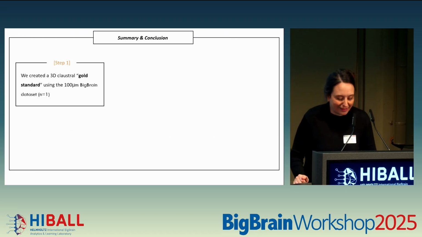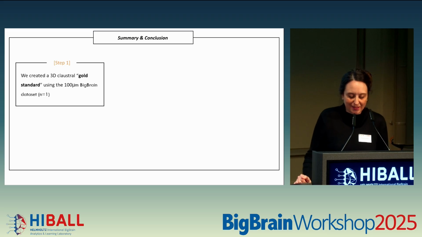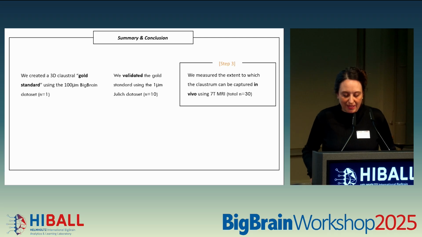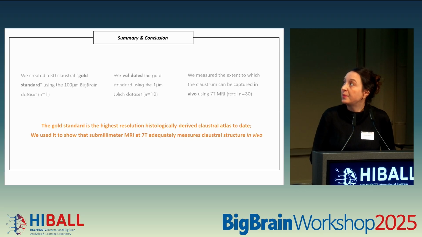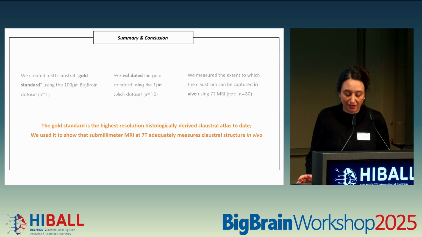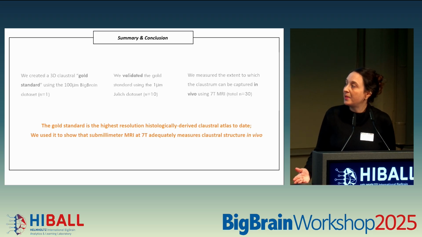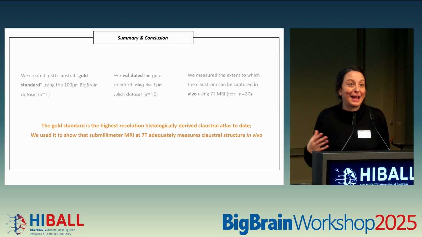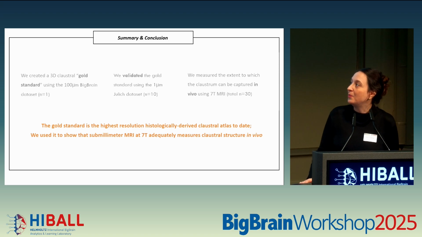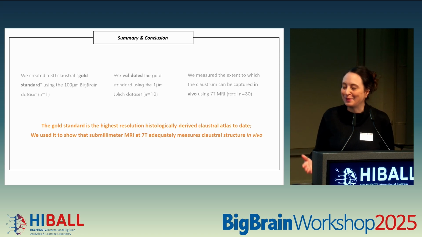Okay, so just to summarize in the last seconds, we created this model using BigBrain. We validated it in Julich, and then we investigated the same structure in MRI. This project left us with the highest resolution histologically informed model of the claustrum, and we found that sub-millimeter MRI at 7T, we think, adequately measures the structure. And we hope that with this resource, and also with these results, we will inspire others, perhaps you, to also look at the claustrum in the data sets that you might already have.